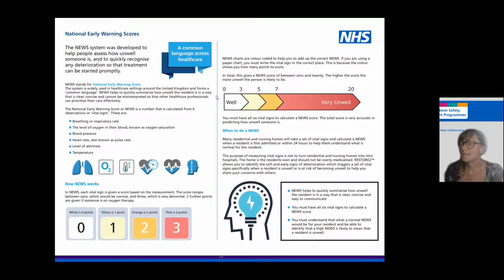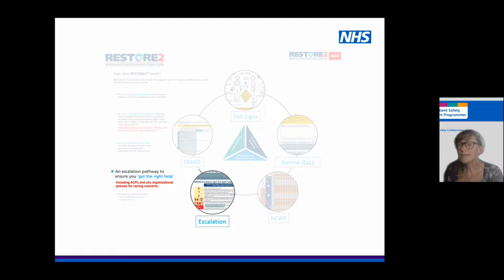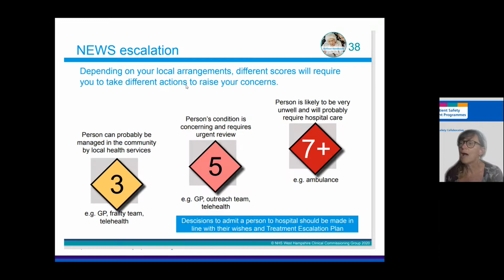And again, there's an assumption made that a score of 0 means that person is well. But again, we talk about that's not the case for everybody, and you have to be really personalised if you're using this model. We then look at escalation once you've got your News 2 scores added up, and we work on the 3, 5, 7 rule.